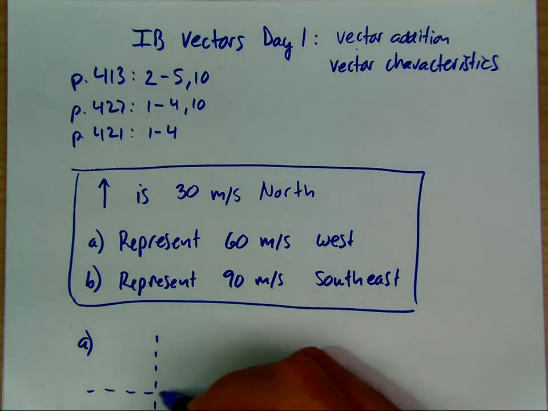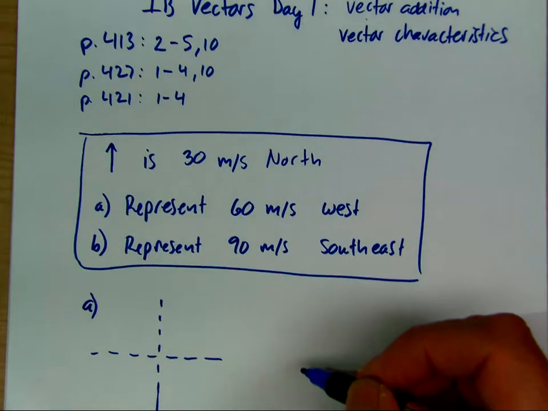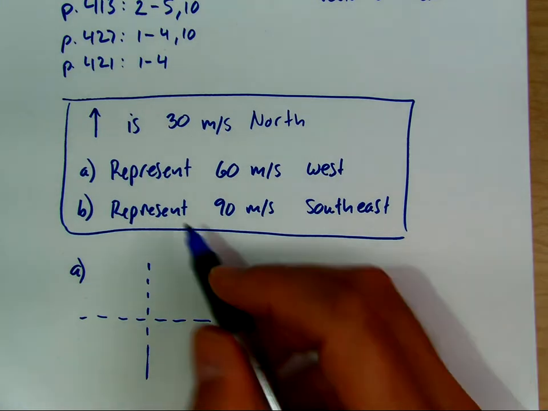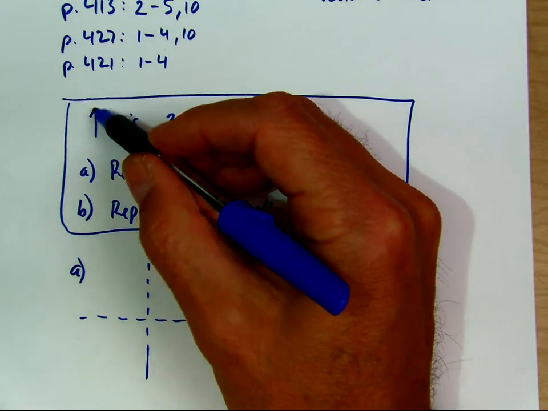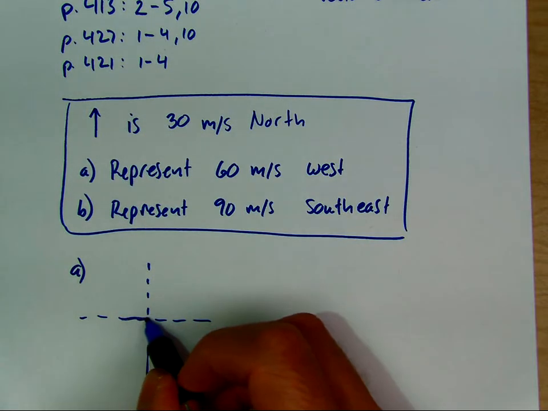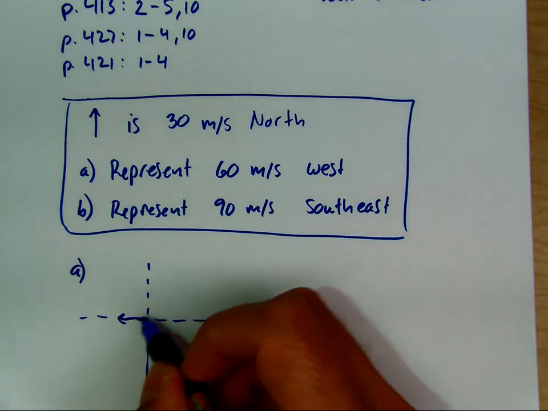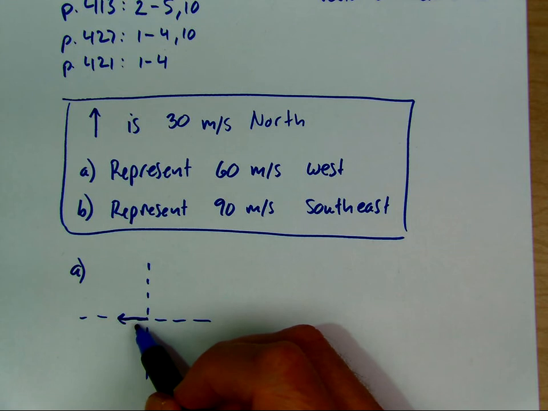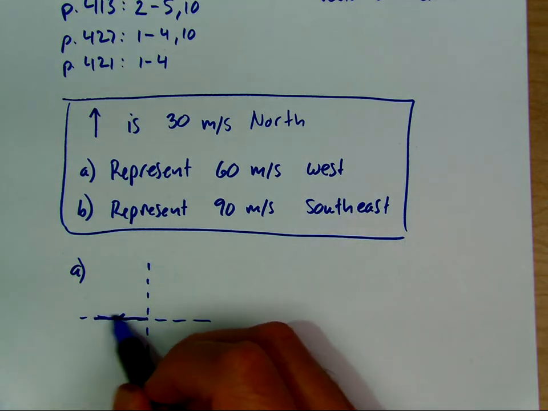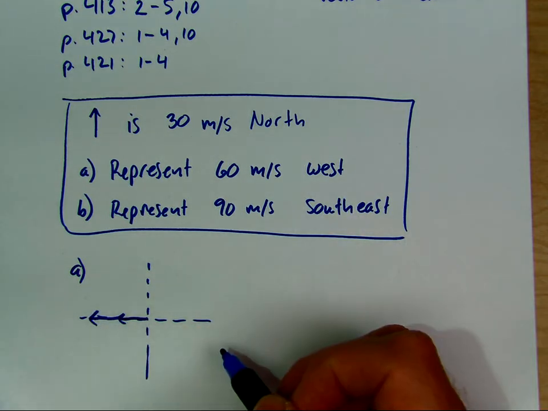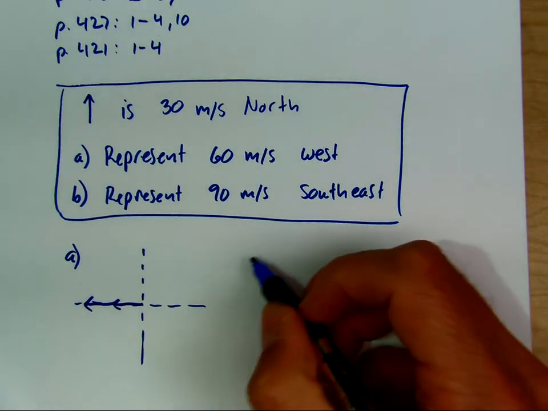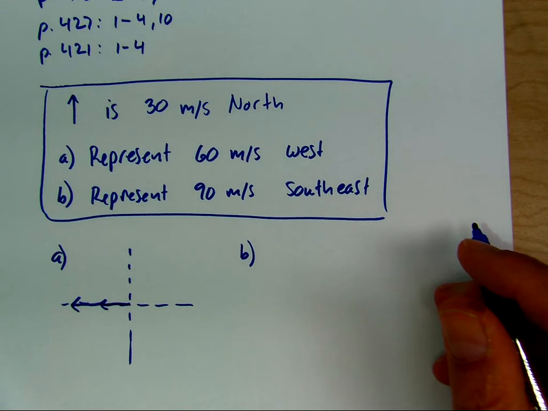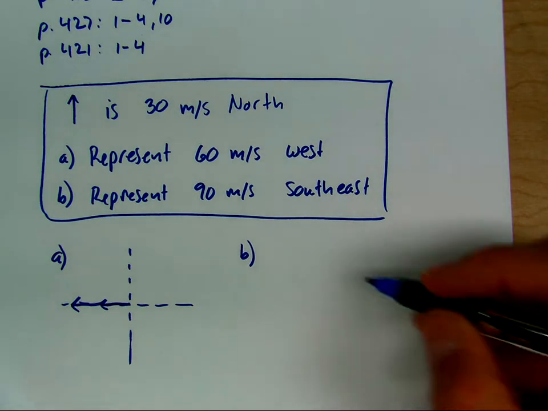So if we have the grid and we want to go 60 meters per second west, we just have to take that length, which is the magnitude of the vector, and if we went this far west, that's approximately the same length. That would be 30 meters per second west, and we just have to double it, and that represents 60 meters per second west. Alright, so pause the video and try part B, 90 meters per second southeast.